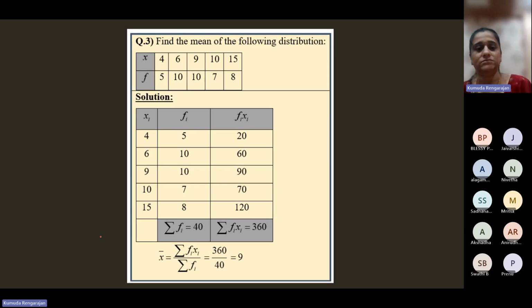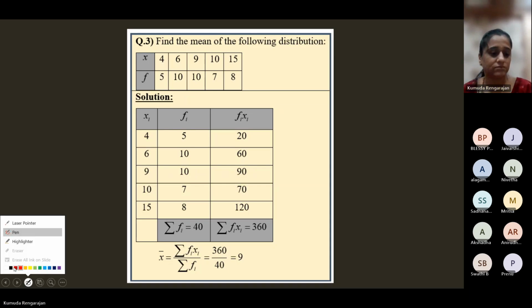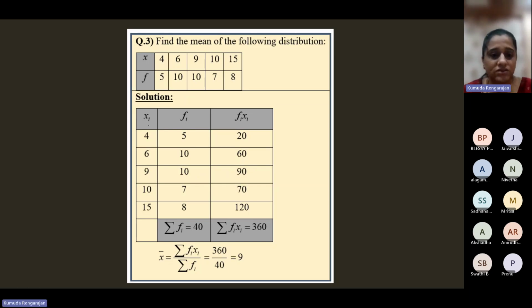So how to find mean? See here, children, this is given in the question. This is X. You can also write Xi. They're not different, don't get confused. X and Xi, both are the same. F, Fi, both are the same. This Xi is given in the question. Fi is also given in the question. Just write it. Now you have to create the Fi Xi column. So how do you create that Fi Xi column?